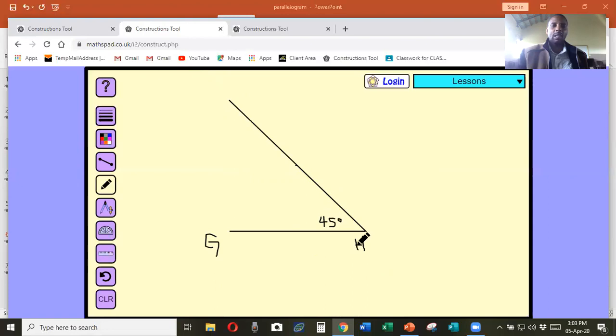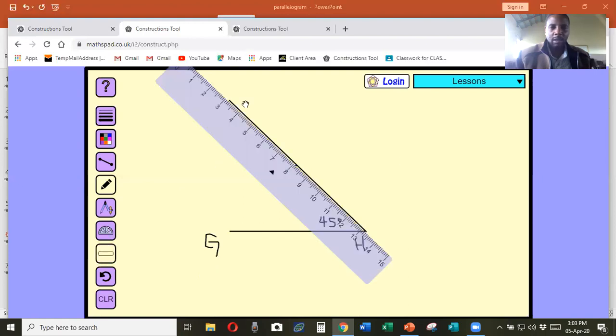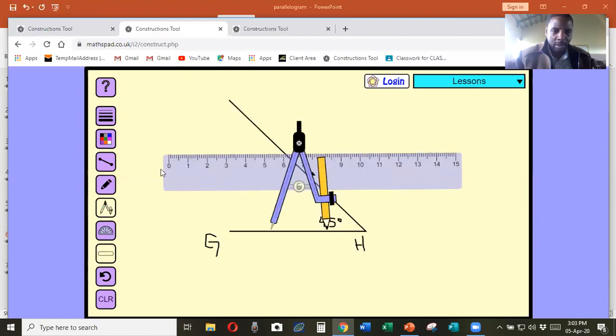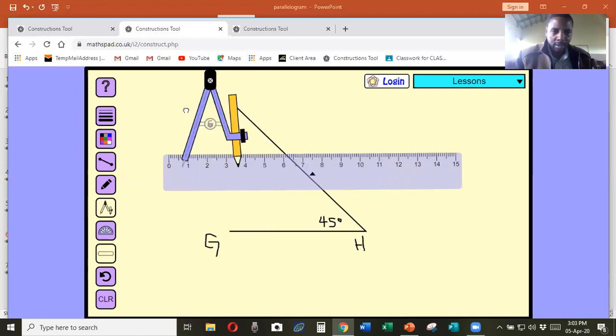Now we want to cut EH, which we are told is 5 centimeters. So we can take our ruler, we place it somewhere here. Then we take our compass and stretch it to mark 5 centimeters, which we are going to cut from H. 5 centimeters is up to there. So this will represent EH.